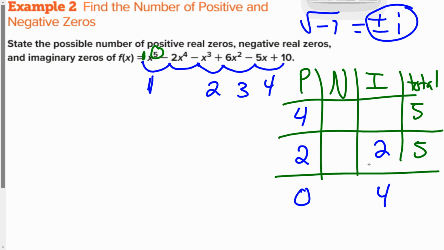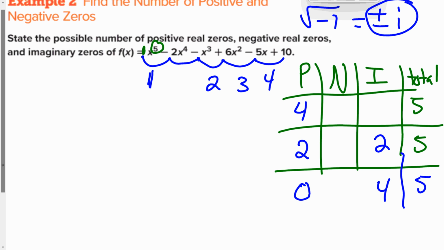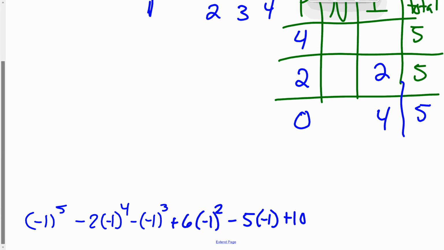So you could also look at example 2, the extra example in McGraw-Hill, or you could look up Khan Academy, how to do Descartes' rule of signs, possible positive, negative, and imaginary solutions, because we're still trying to get to that largest degree of 5. Now to find the negatives, what we have to do is go ahead and plug in -1.